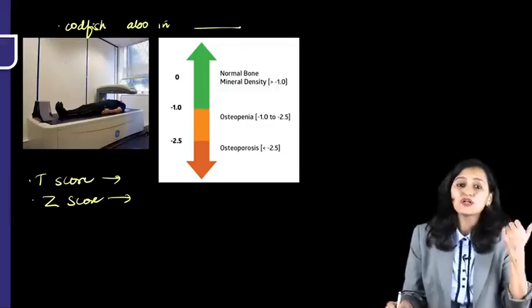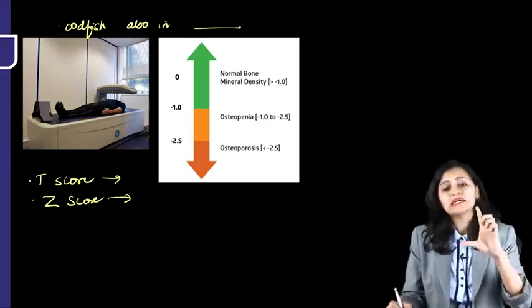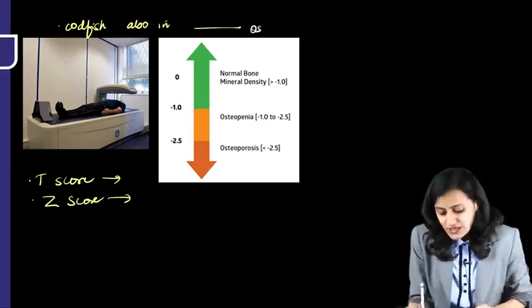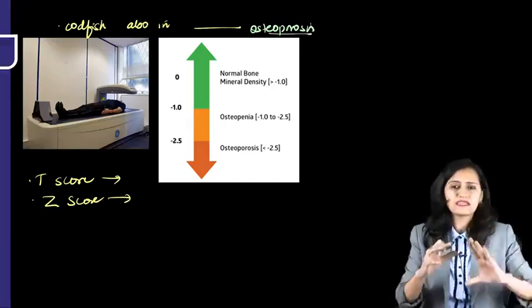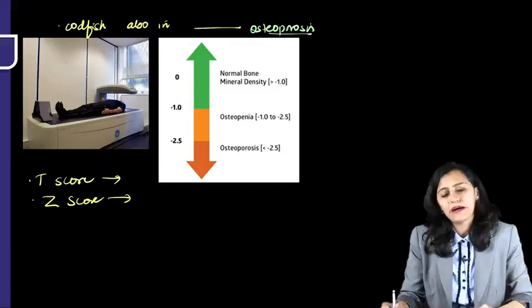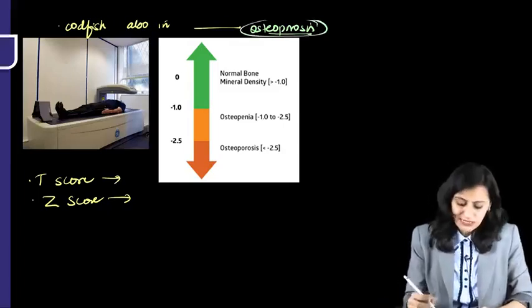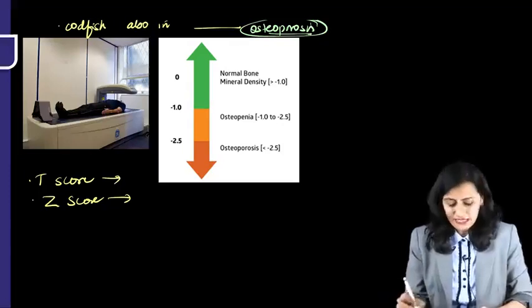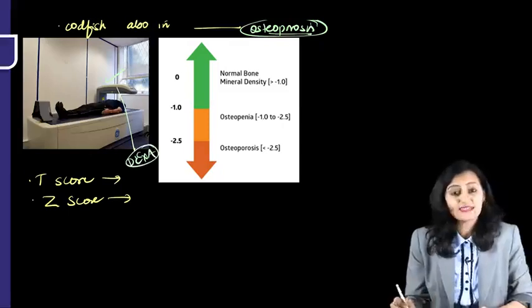Codfish vertebra we saw in osteomalacia. Remember, codfish vertebra, the biconcave vertebra, is seen in osteoporosis as well. Osteoporosis, again the bones are weak here, the weight bearing causes decreased height, and the biconcave, codfish vertebra. And how do we diagnose osteoporosis? By looking at the bone mineral density, which is measured by this, which is DEXA. Right, this is a DEXA scan.